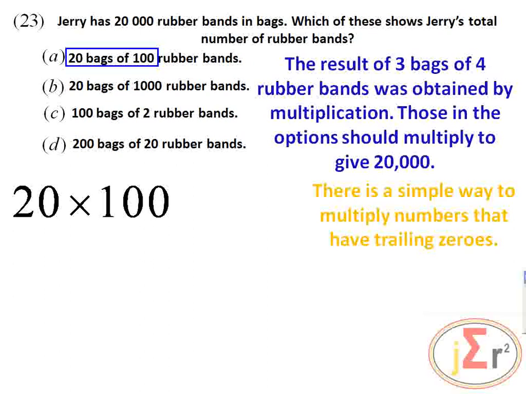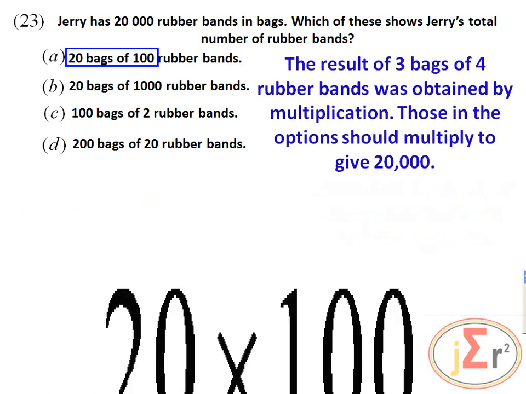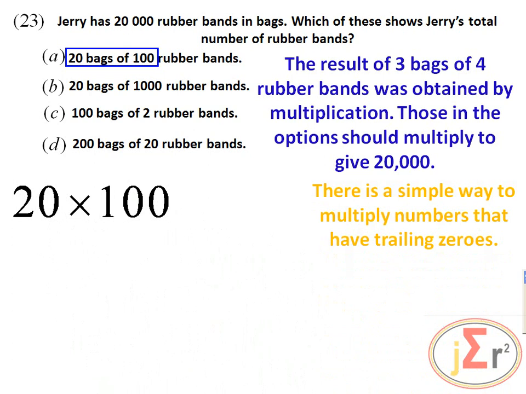So we have 20 bags of 100. And what did we say that we need to do with those 20 and 100? Multiply. So we multiply. So 20 times 100, how do we arrive at the answer? Let's see. There is a simple way to multiply numbers that have trailing zeros. When we are multiplying numbers and we have a lot of zeros following, there's a simple way of doing that.